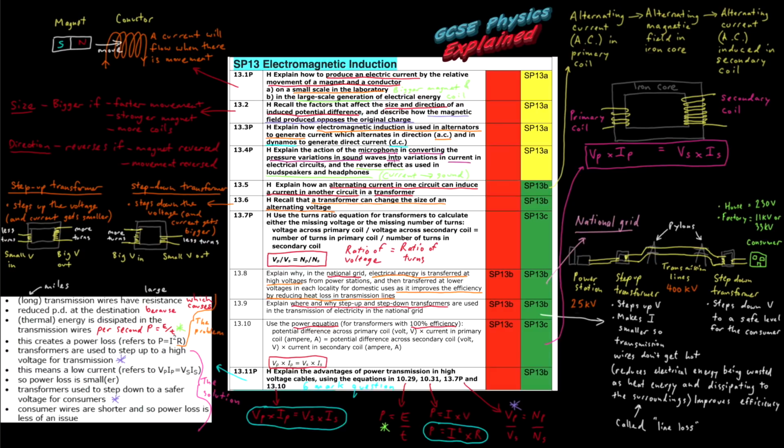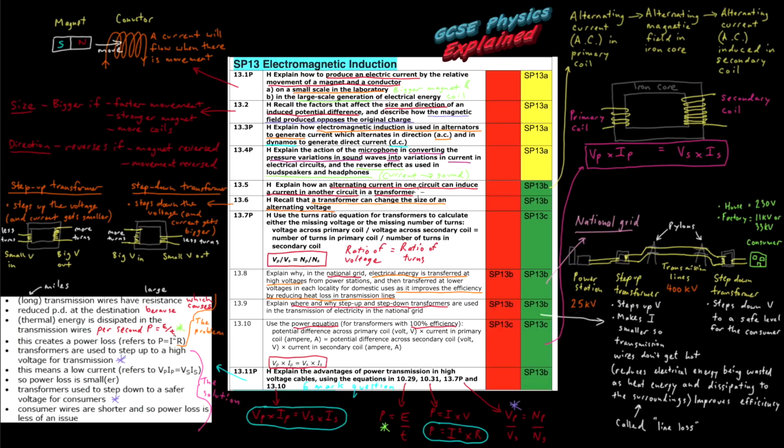Explain the action of the microphone in converting the pressure variations in sound waves into variations in current in electrical circuits, and the reverse effect as used in loudspeakers and headphones. Well, for 1 mark, you just need to know that a microphone converts sound into electricity, or more specifically into an electric current, and you just need to know that headphones and loudspeakers are the opposite. In other words, you put current in to them and they produce sound.